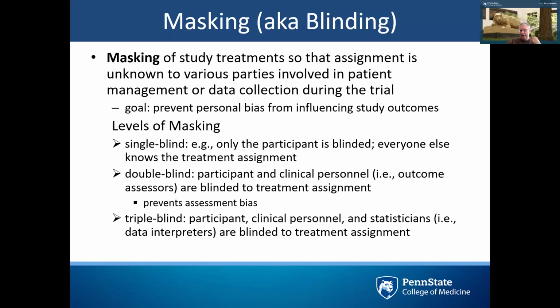And you may hear these different terms. Single blind studies are where only the participant is blinded. Double blind studies are where the participant and the clinical personnel are blinded. And a triple blind study is one where the participant, clinical personnel, and the statistician, the data interpreter, are all blinded, meaning that when a statistician analyzes the data in a triple blind study, they just see group A and group B. They do not know that group A is placebo and group B is active control. It's only unblinded after all the analyses are completed.